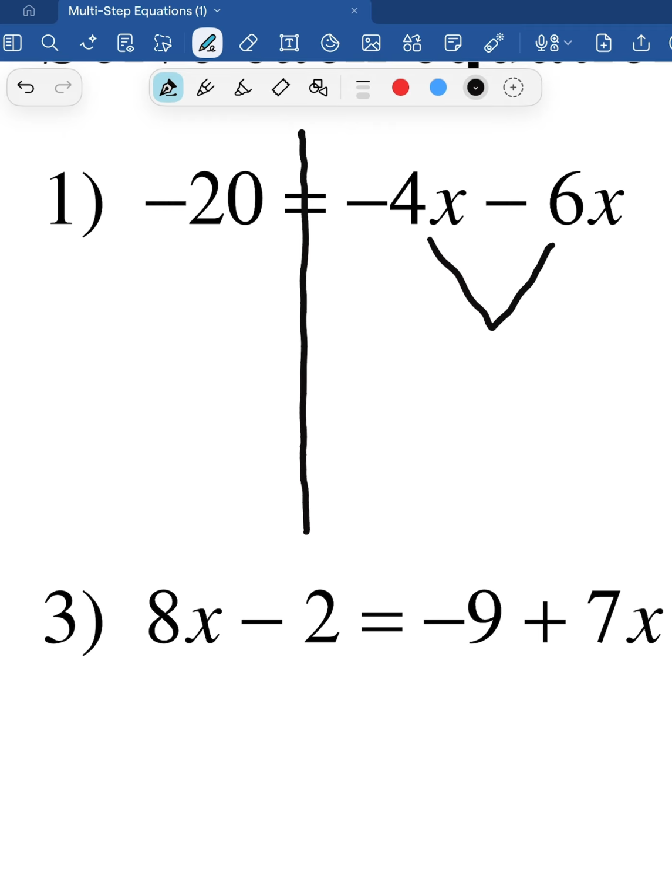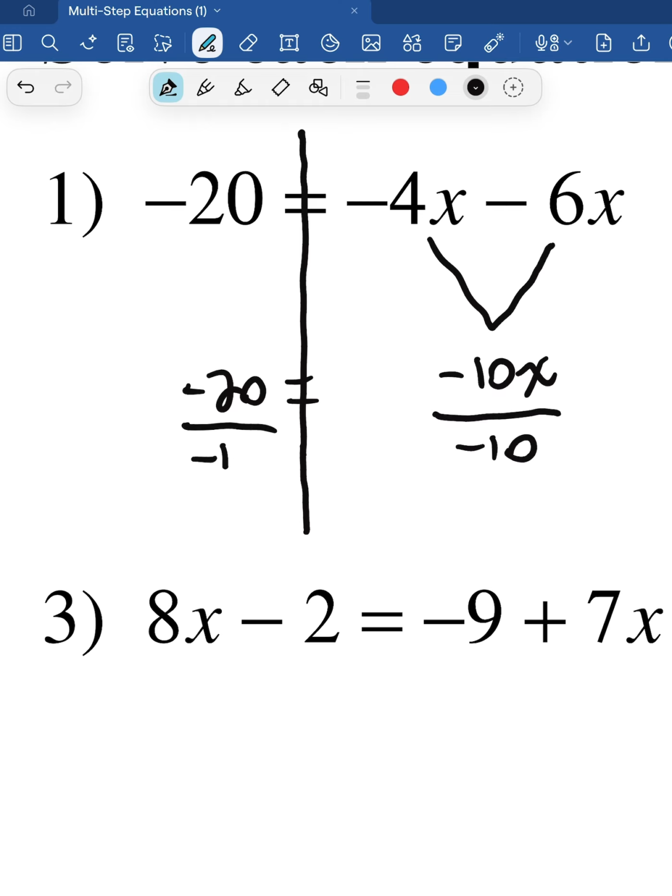If you don't remember what like terms are, you can see my video on combining like terms. So if we had negative 4x and negative 6x, this would combine to be a negative 10x on the right. We can keep our negative 20 on the left. And now asking ourselves, if the goal is to get the x by itself, what is currently keeping the x from being by itself? Well, it's currently being multiplied by negative 10. So in order to undo being multiplied by negative 10, we would divide by negative 10.